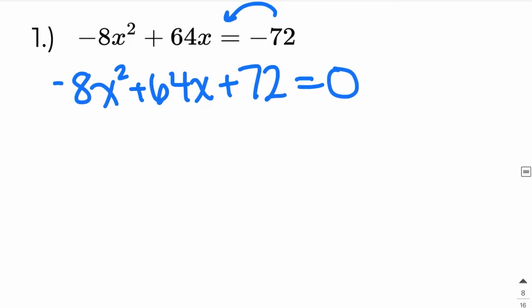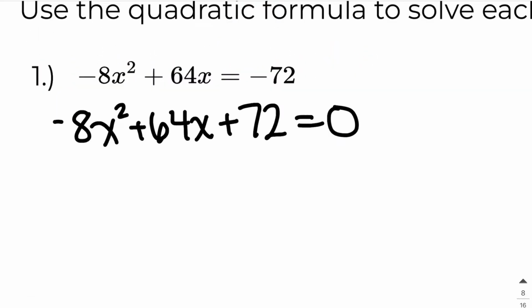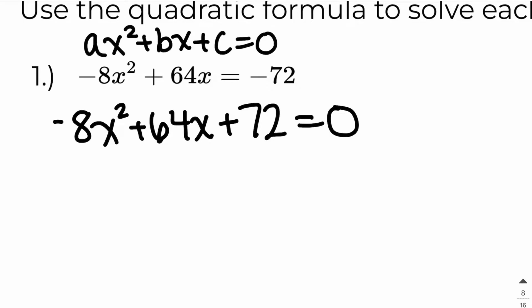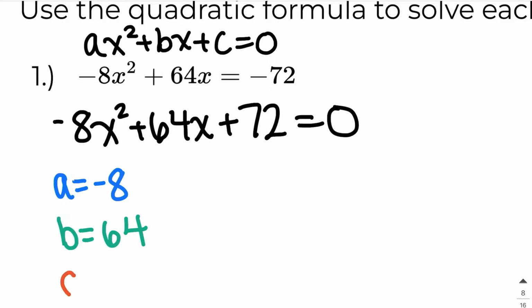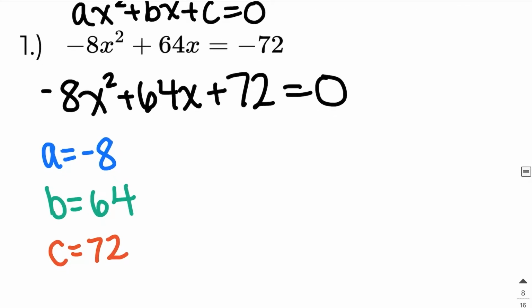Okay, and once I do that, now I just have to identify what a, b, and c are, and I'm just going to write on top here the standard form. So don't forget the a value is always the coefficient in front of the x squared term. The b value is the coefficient in front of the x term, and then the c value is always the constant.